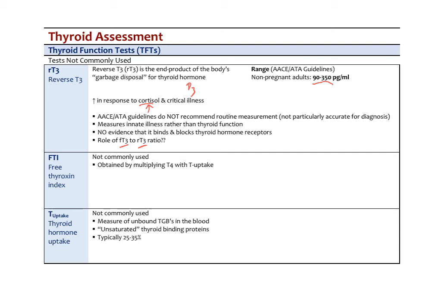Rarely we do what's called the free thyroxine index, so that is going to be obtained by multiplying the total T4 by the T uptake, which is how much binding globulin there's present, and then the thyroid hormone uptake itself. This measures the unbound thyroid binding globulins, TBGs, in the blood. We can say this is a measure of the unsaturated thyroid binding proteins. Typically, it's about 25 to 35%. If that increases, that means it's saturated with more thyroid hormone. If it's less, there's less thyroid hormone.